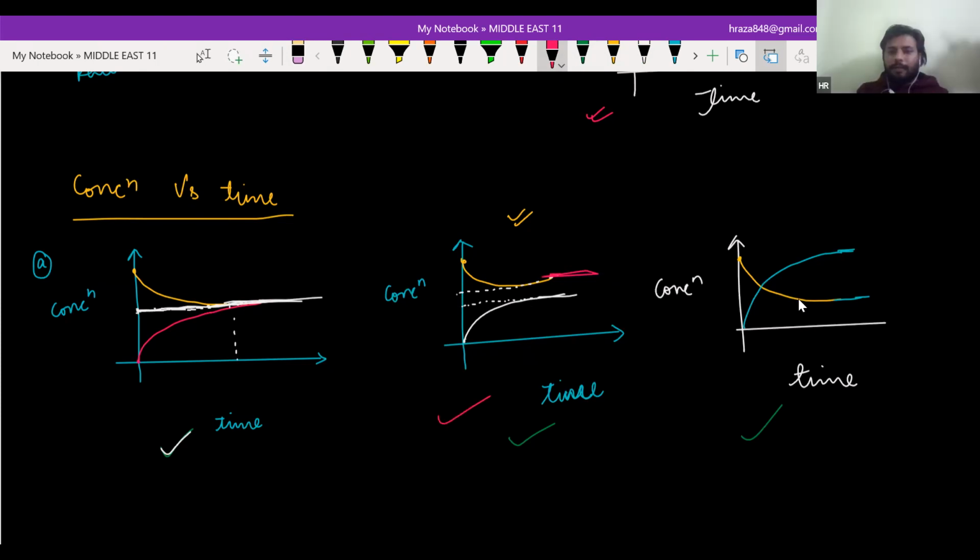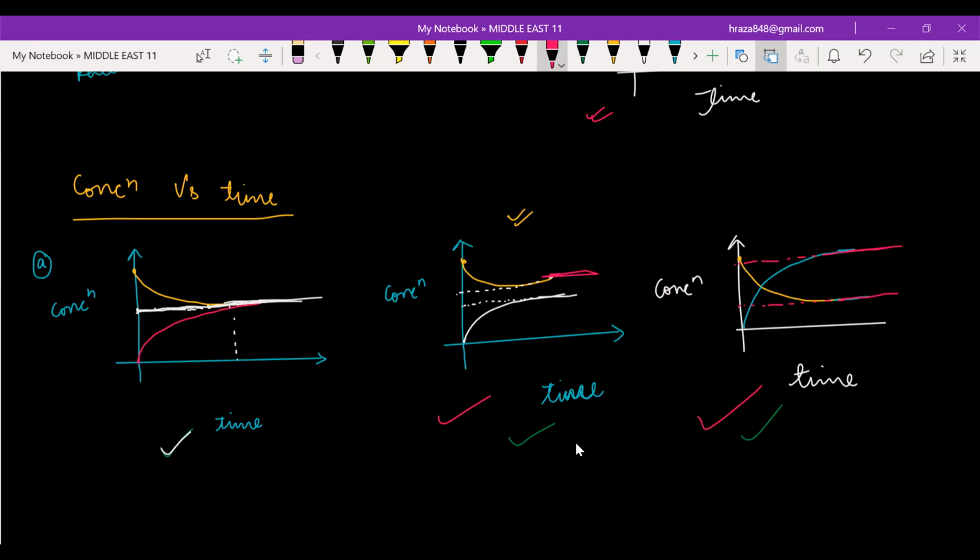Now come to this. After some time, if this is going in a straight line, that means time is changing, but the concentration of product is not changing, as well as the concentration of reactant is also not changing with time. That means it is constant. So it is also true for equilibrium. Am I correct? Yes.